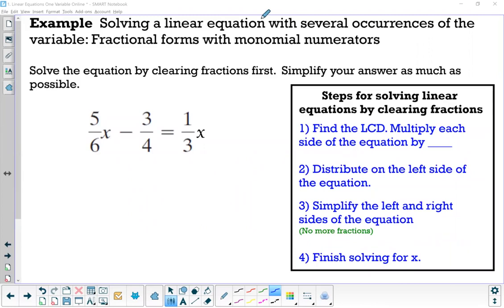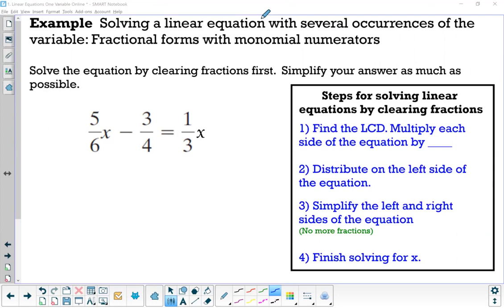So now we're going to continue with solving one variable linear equations, but we're going to solve some that you can clear fractions. You're not required to clear fractions to solve these, but it is highly recommended. So here's the process. I have this equation. It says 5/6x minus 3/4 equals 1/3 x. And I notice I have multiple fractions, which is prompting me to want to clear fractions first.